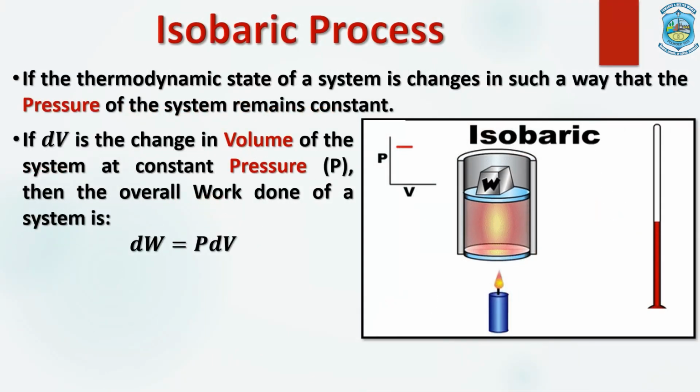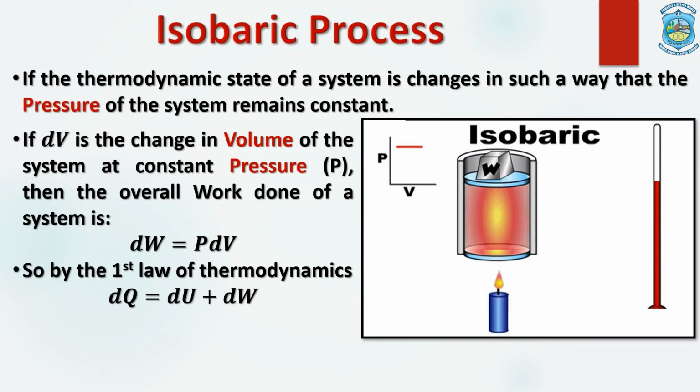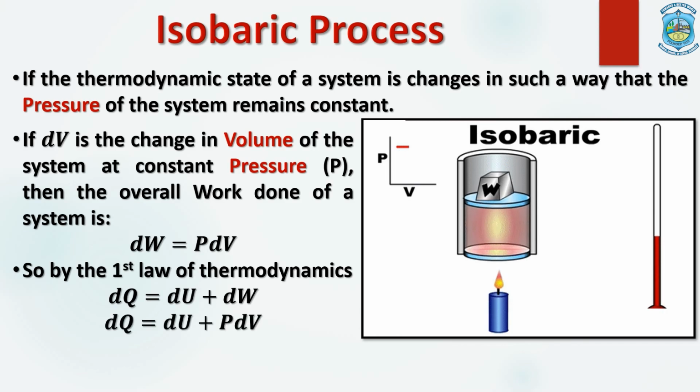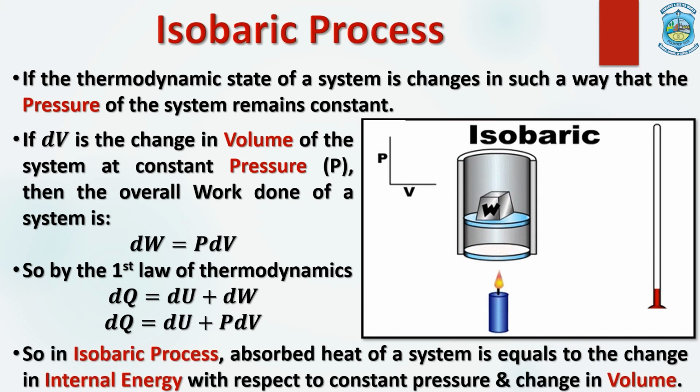So P dot dV. We put this value in the first equation, as we have discussed from the start: dq is equal to du plus dw, or we can say dq is equal to du plus P dot dV, where P is the pressure and V is the volume. So we can say that in an isobaric process, the absorbed heat of the system is equal to the change in internal energy plus the work at constant pressure and change in volume. So this is what the isobaric or constant pressure process is.